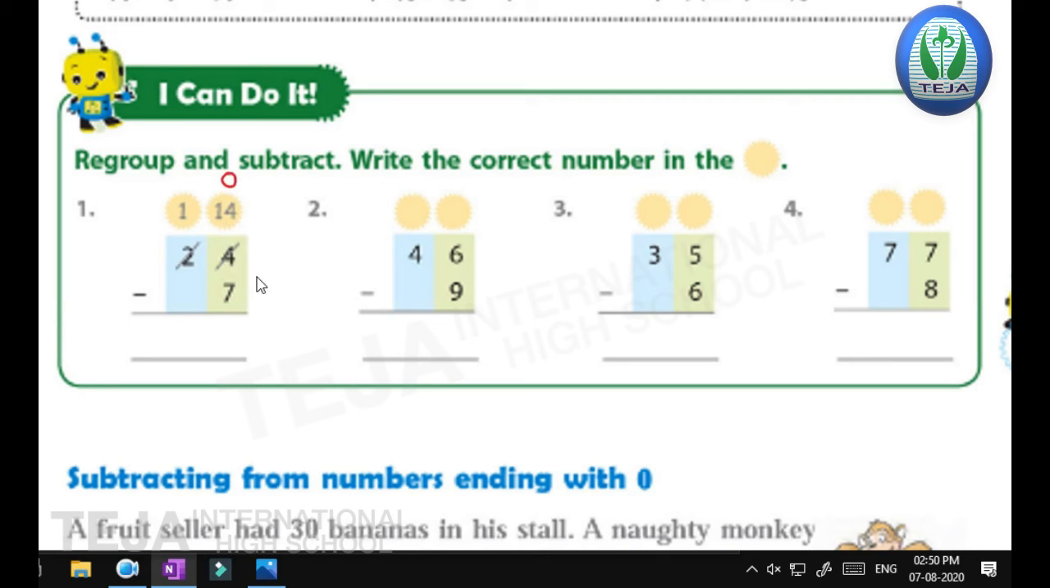4 is the smaller number, 7 is the bigger number. So we can't subtract 7 from 4. So what do we have to do? You should regroup, or you should borrow 1 ten from 2.